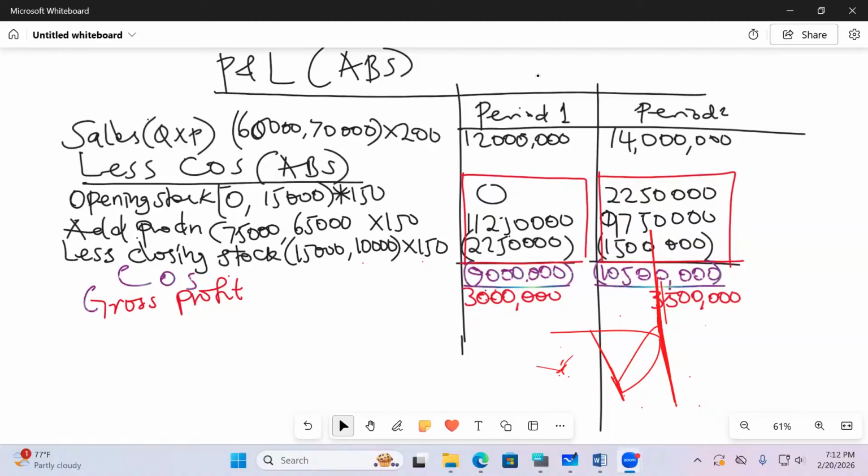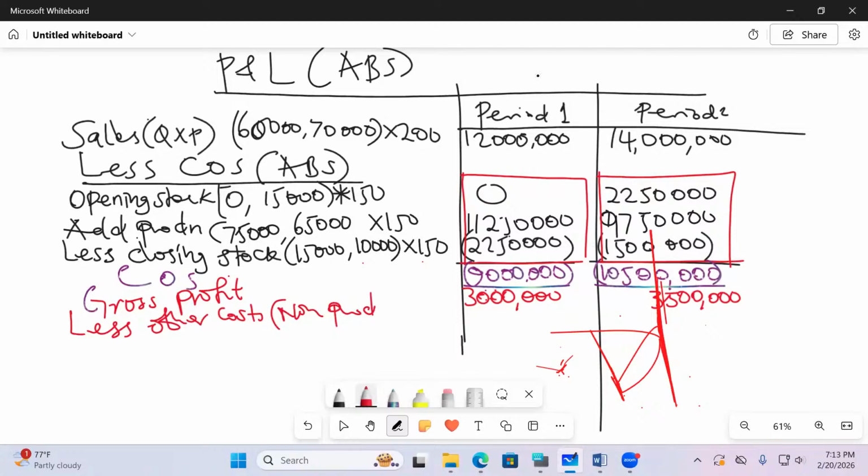So having gotten gross profit, what will be the next step? We less non-production, other costs. When you hear non-production, because I know your examiner would want to confuse you quite a lot, non-production costs are those costs that we incur post-production, like selling, distribution, administration. Whether variable or fixed, we lump them all together.